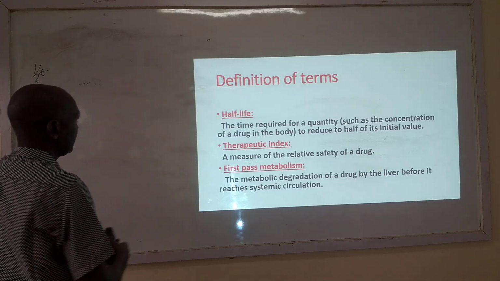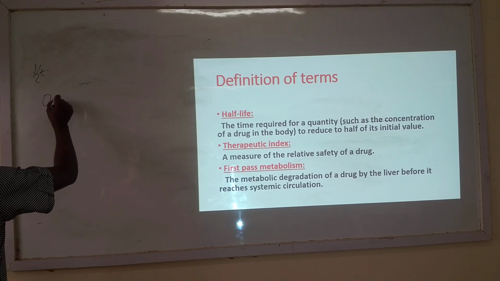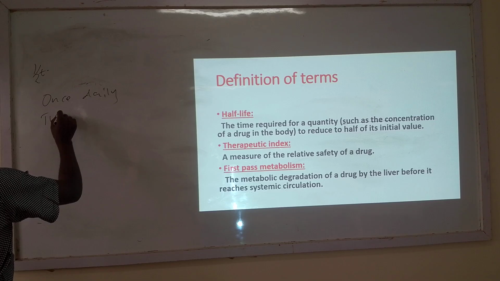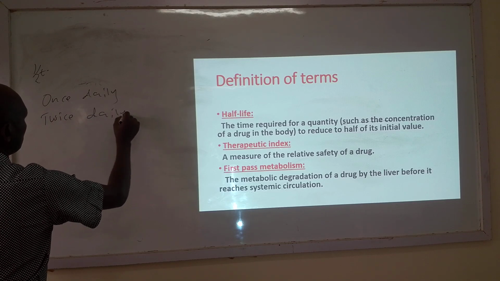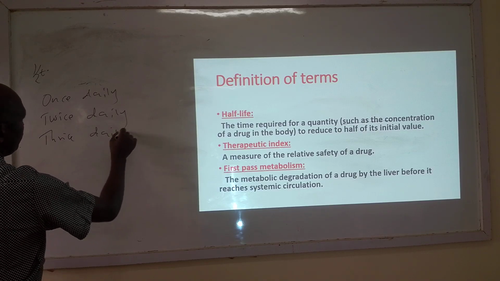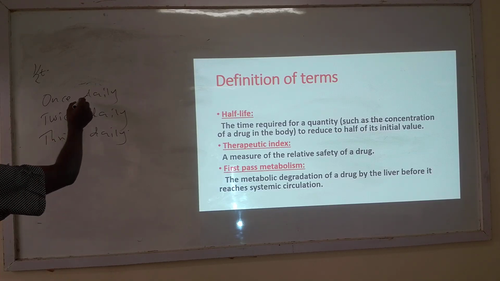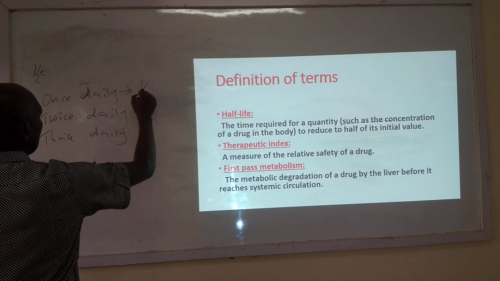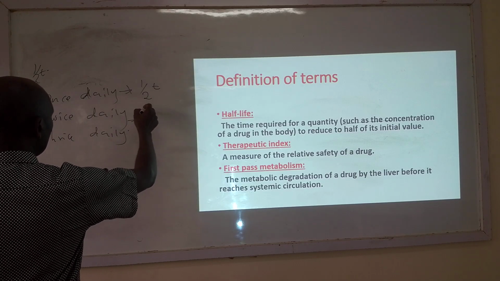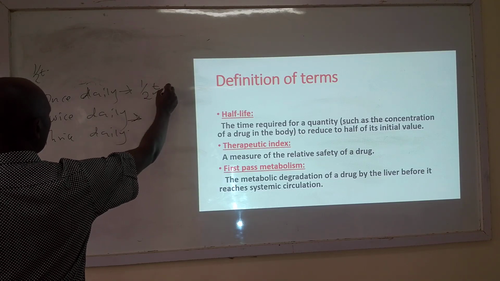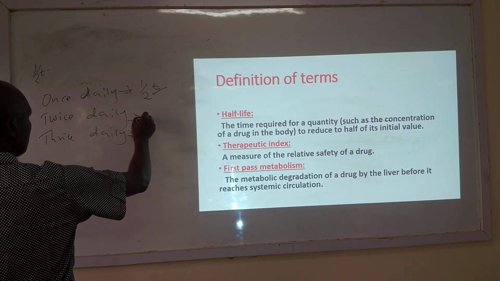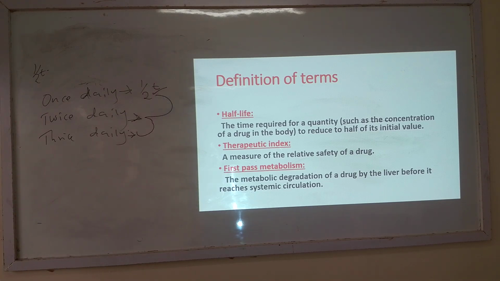And this explains why some drugs are given once daily, others are given twice daily, others are given thrice daily, and so forth. A drug that is given once daily has a long half-life. A drug that is given twice daily has a shorter half-life compared to this one. And this one has a shorter half-life compared to this one and also compared to this one.